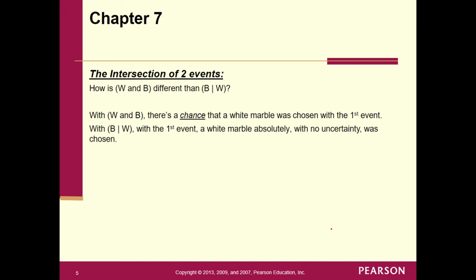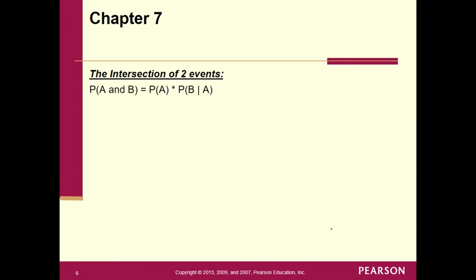Actually, we're going to use conditional probabilities to help us calculate the intersection between two events. Here is the formula for the intersection. We have the probability of A and B. Notice we first figure out the probability of A, then we multiply by the probability of B, remembering that we're worried about B but we know that A has already happened.